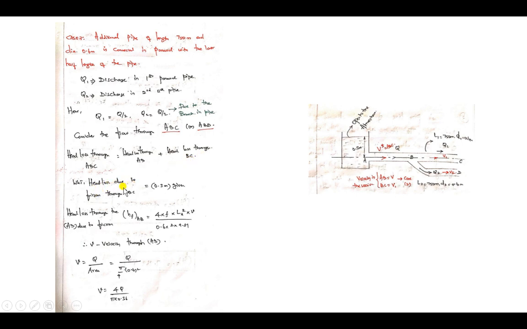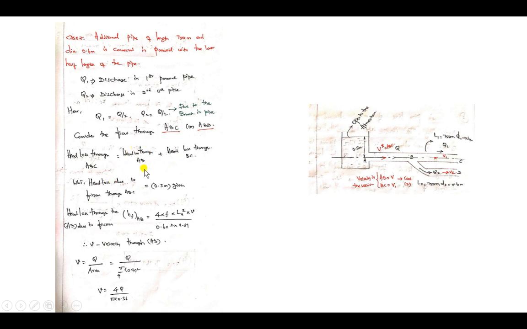We know that the head loss due to friction through the complete pipe ABC is given as 0.3 meter. So this will be equal to 0.3. Now this 0.3 meter on the left-hand side is the head loss through ABC, when it is a single pipe, which is given in the question. Now we need to calculate this one and we need to calculate this part.